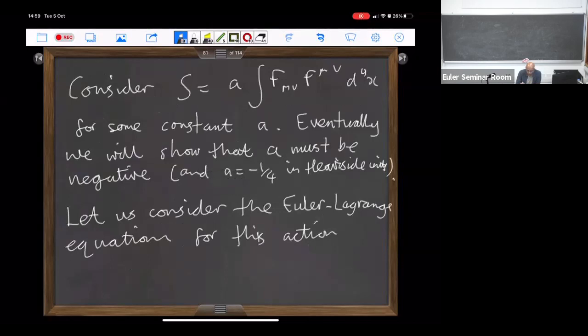So let's consider the first type of term. We'll consider a Lagrangian based on that type of term, where A is some constant. Eventually we'll see that A actually has to be negative, and in fact fixed to be equal to -1/4 in Heaviside units. So A equals -1/4 is going to get fixed by requiring that we reproduce exactly Maxwell's equations as we've written them down earlier.